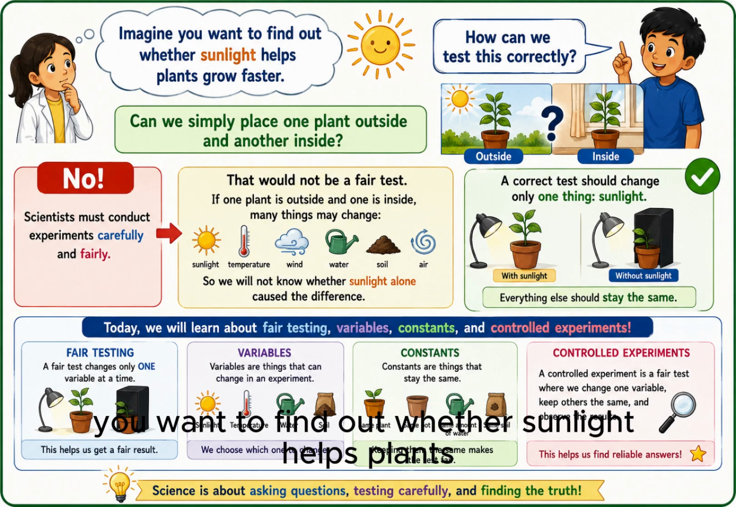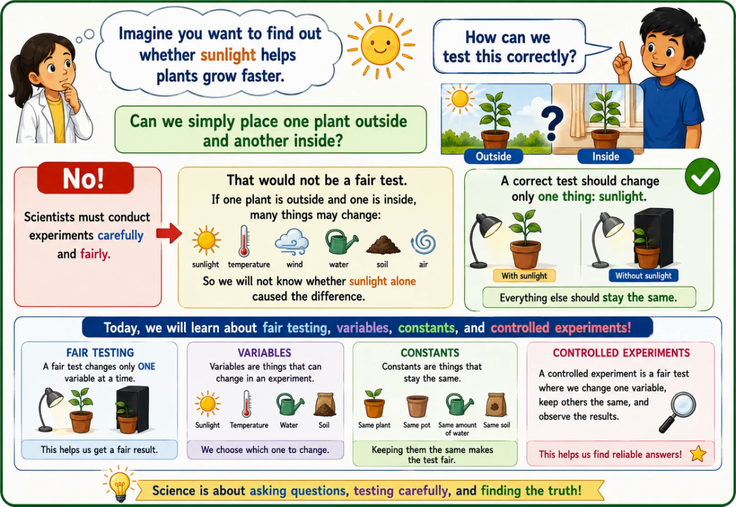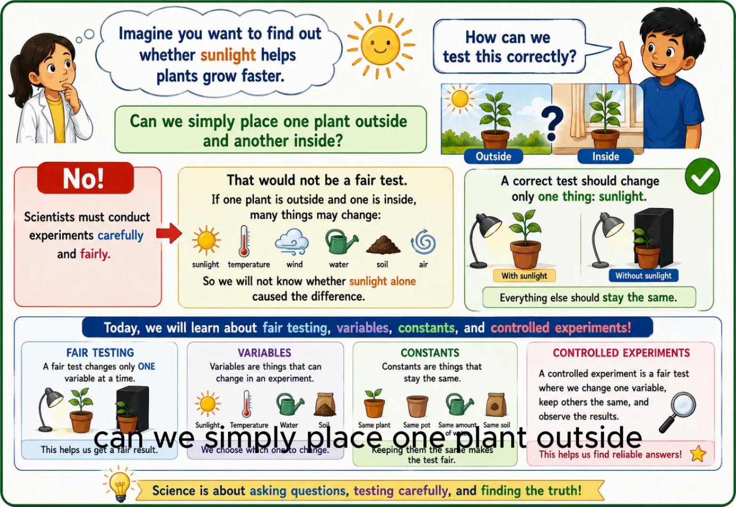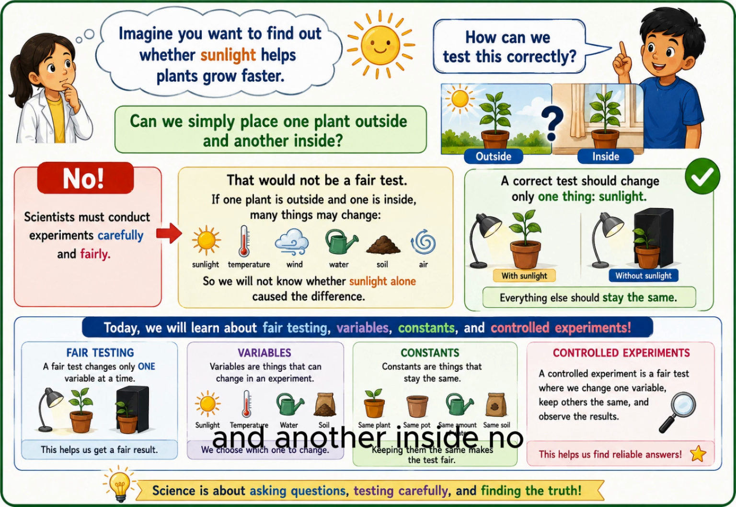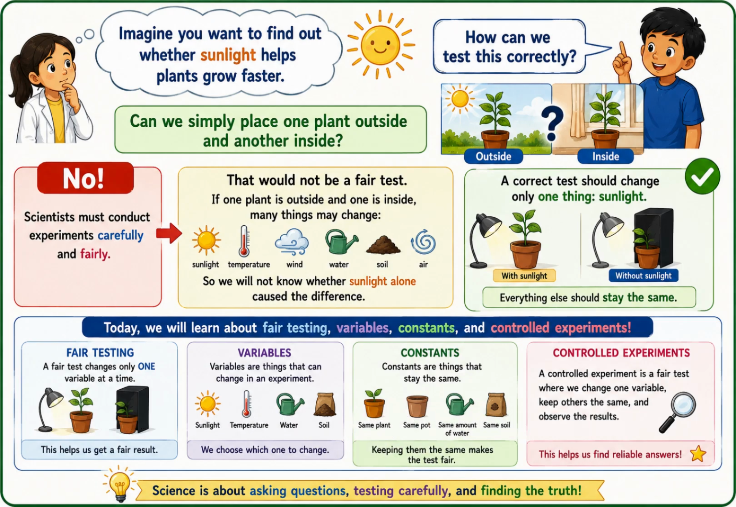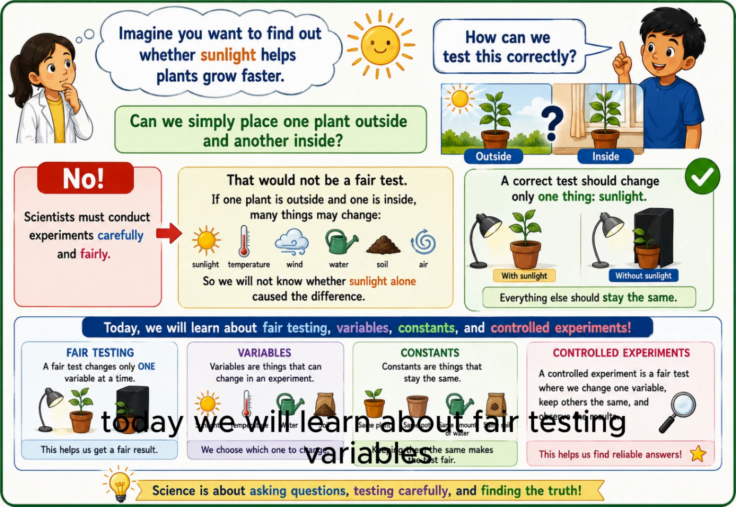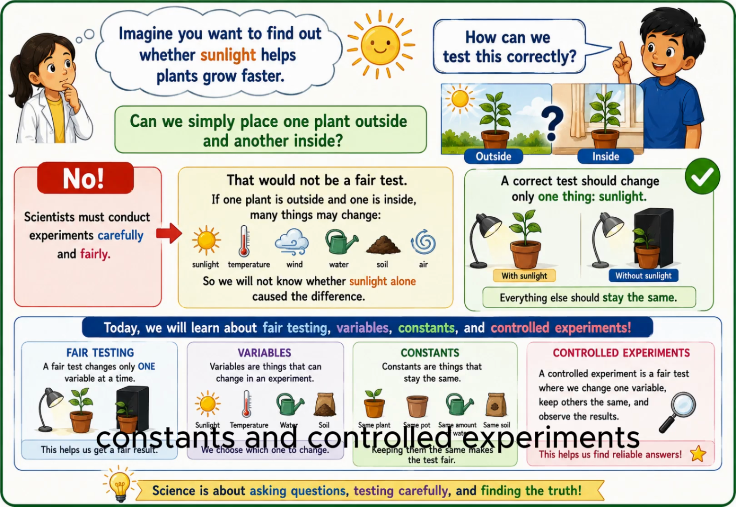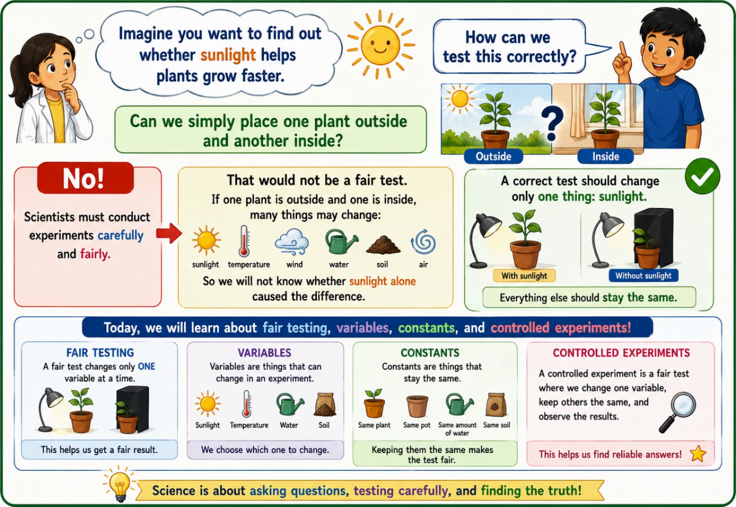Imagine you want to find out whether sunlight helps plants grow faster. How can we test this correctly? Can we simply place one plant outside and another inside? No, scientists must conduct experiments carefully and fairly. Today we will learn about fair testing, variables, constants, and controlled experiments.